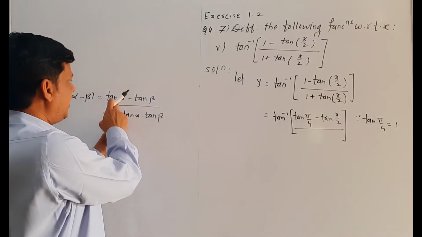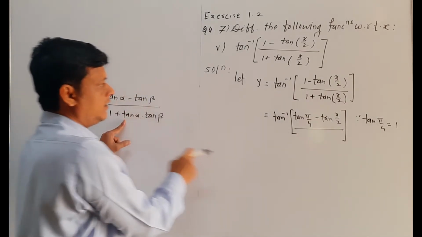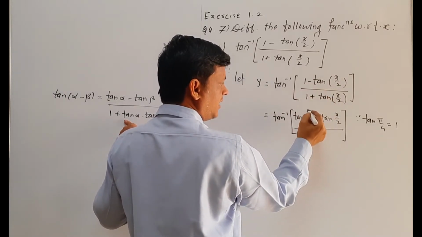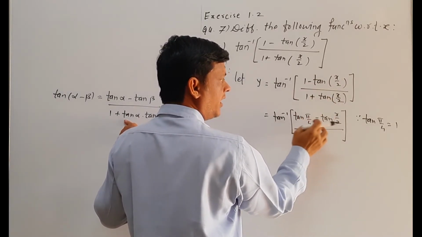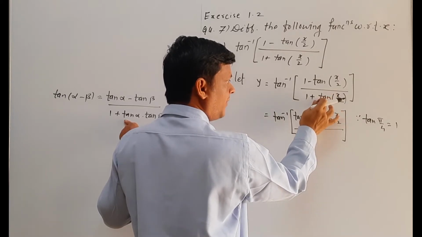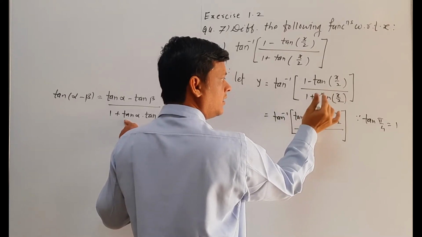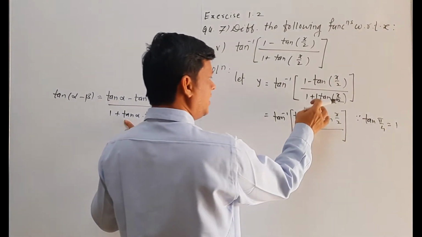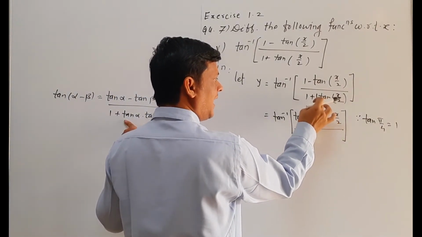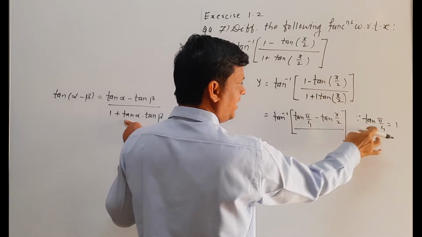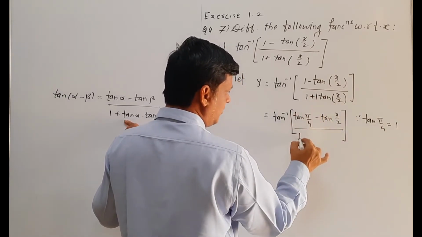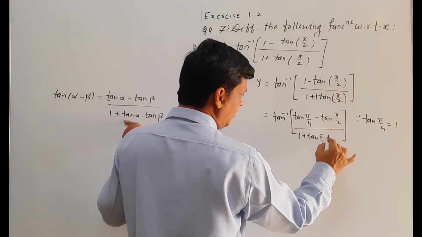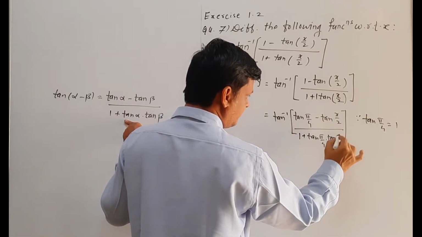Now here we require tan alpha. Now we consider this 1 as tan alpha, that is tan pi by 4 in our example. Here the coefficient of tan is not given, that means the coefficient of tan is 1. So we write here the coefficient of tan as 1. So in place of 1 we write tan pi by 4. So keep this 1 as it is: 1 plus tan pi by 4 into tan x by 2.